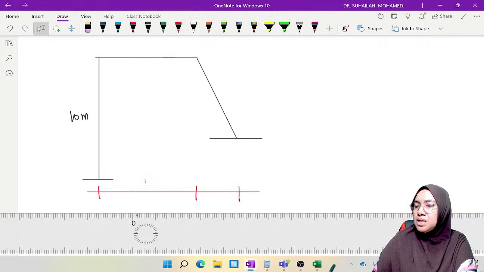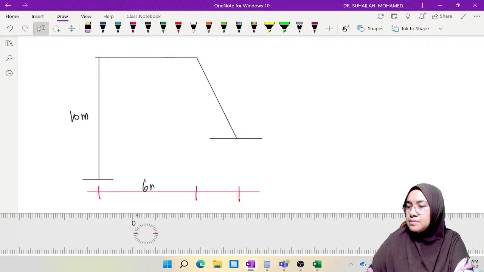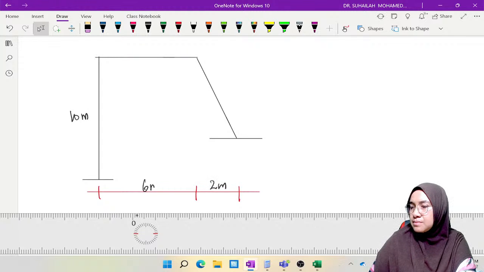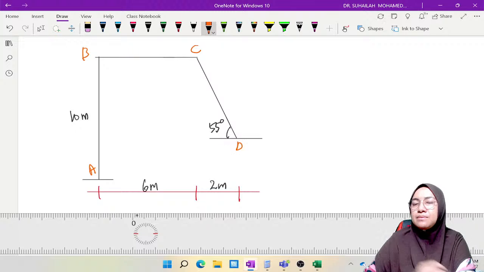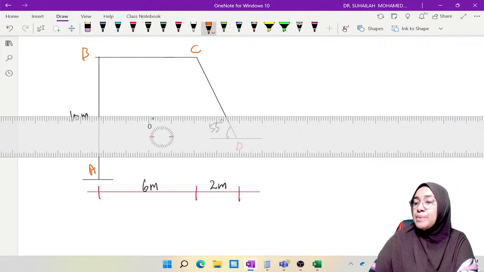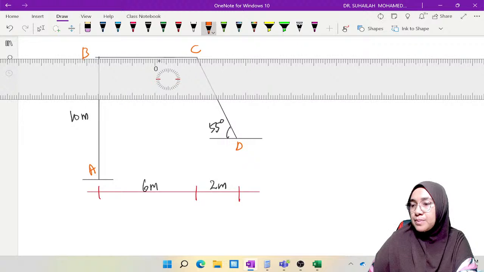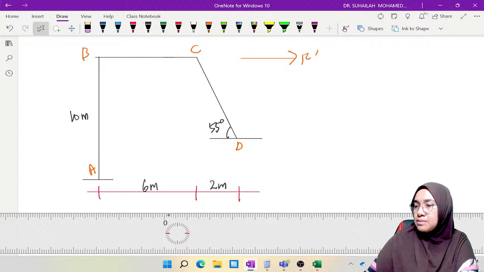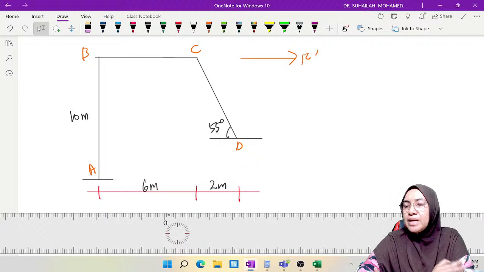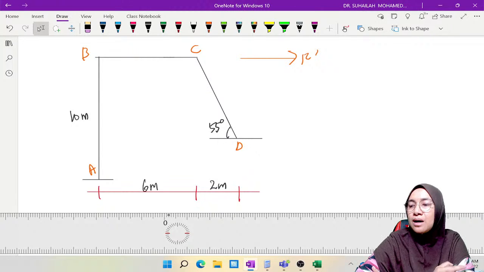Okay, so this side is 6 meter, this side is 2 meter. So this angle is about 55 degree. So this is A, B, C, D. Okay, and then of course due to side sway there will be R prime. R prime in this direction. So how does the beam deflection, how does the delta in this frame look like?